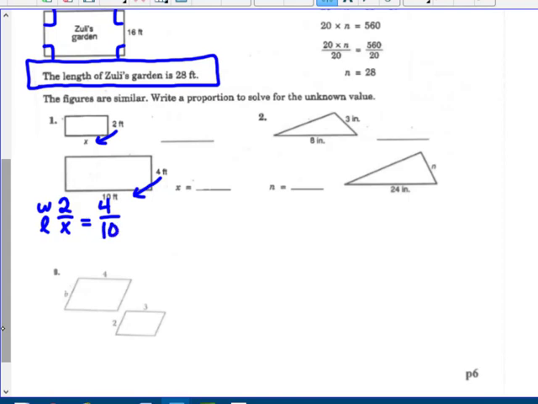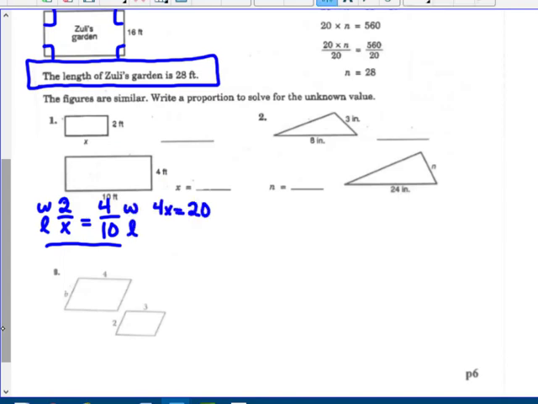I could also set it up as width over width, 2 over 4. I could set it up this way. I would get the same cross products. Width over width, so little width over big width, will equal little length over big length. And you can see that I'm going to multiply 2 times 10 and 4 times x. I could set it up actually 4 different ways. This is just the way that I did it.